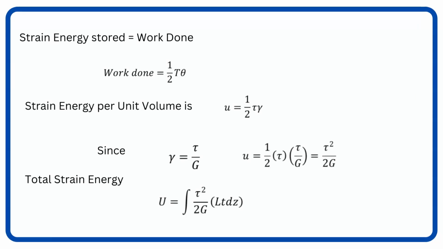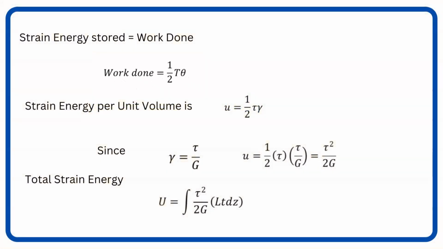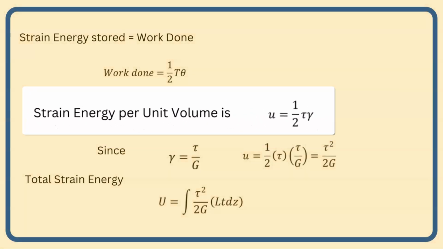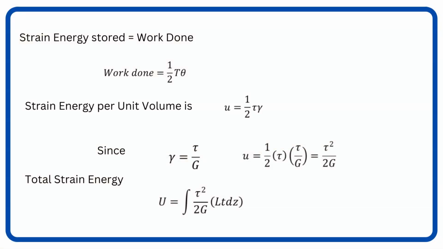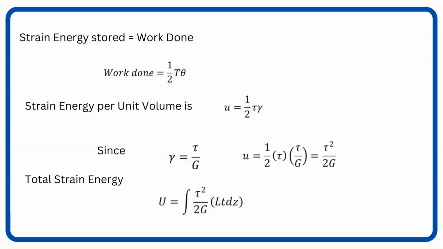That is, the strain energy stored in the tube due to the elastic deformation is equal to the work done by the applied torque on the tube. We can readily say that work done is half of torque into angular twist. The strain energy stored in unit volume, U, is given by half the shear stress, tau, multiplied by the shear strain, gamma. If the modulus of rigidity of the material is G, the shear strain gamma can be written as tau divided by G. Therefore, the strain energy per unit volume is written as tau squared divided by 2G.